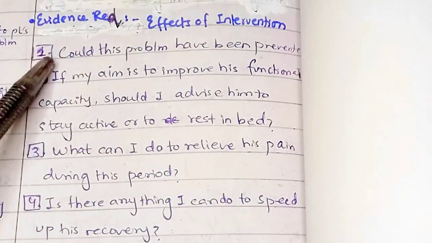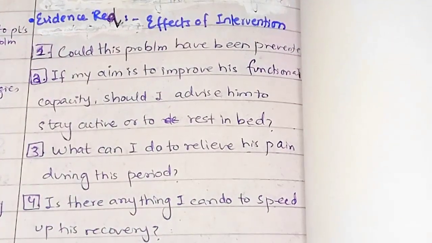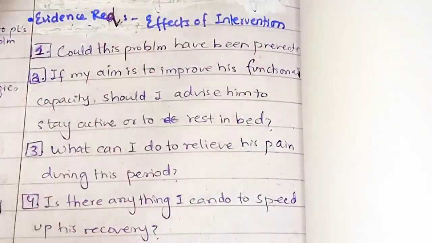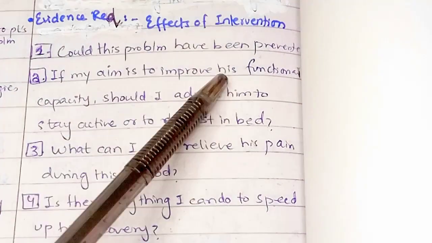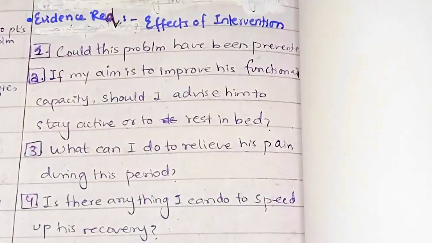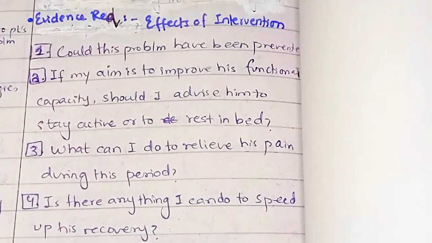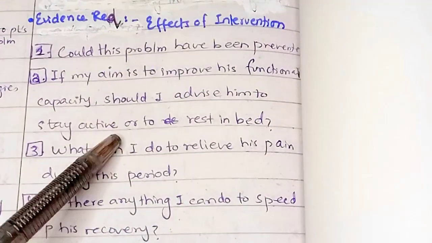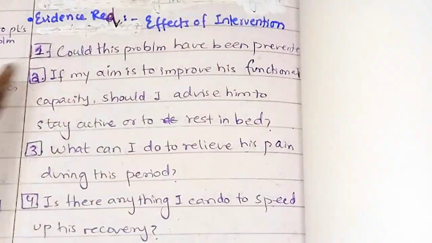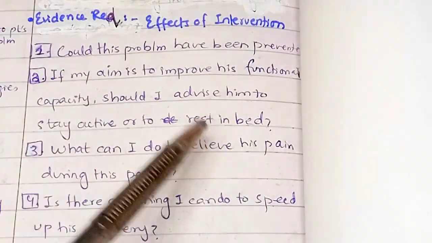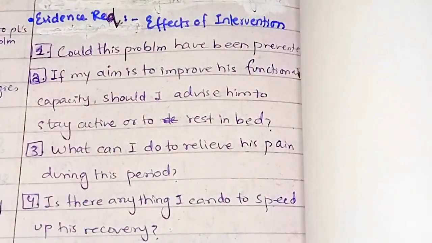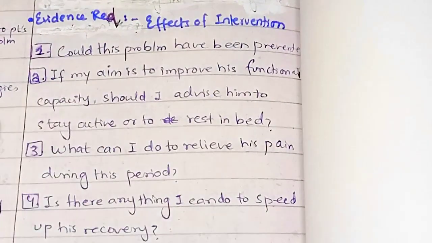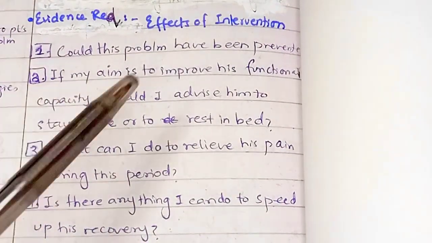So first, I have categorized the 4 questions that can be asked from this scenario into the category of the effects of intervention. The first question is, could this problem have been prevented? Here you are actually considering the intervention. In the second, if my aim is to improve his functional capacity, should I advise him to stay active or to rest in bed? Here again, you are comparing two types of interventions, whether staying active is better than resting for this particular condition, for example, to improve functional capacity. So this is also related to the intervention.